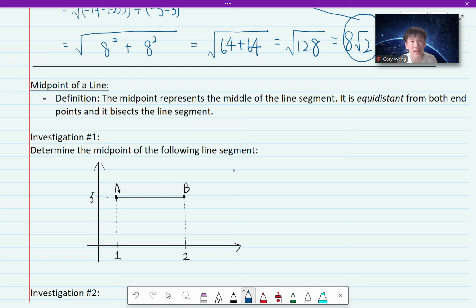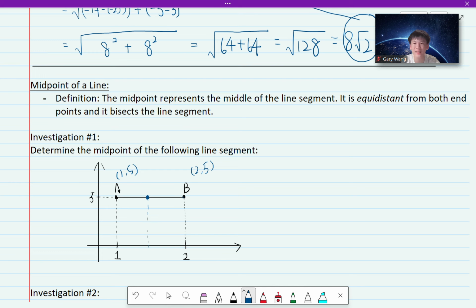So let's first look at an investigation. Determine the midpoint of the following line segment. So we have this line segment right here with two endpoints A and B. And we can simply see that for A, it has a coordinate of 1, 5, and for B, it has 2, 5. So since the midpoint is the middle of the line segment, the midpoint would be somewhere right in the middle of line segment AB.